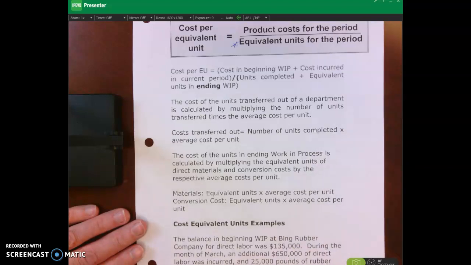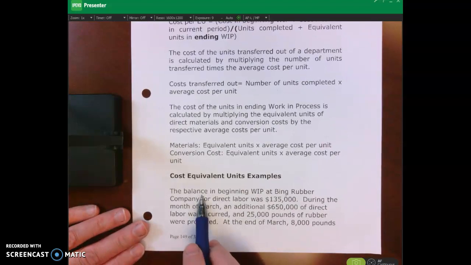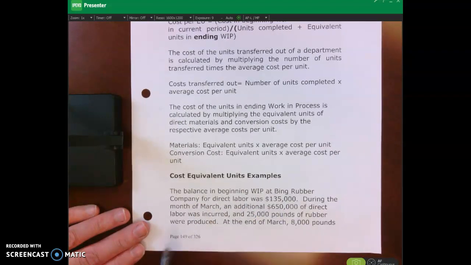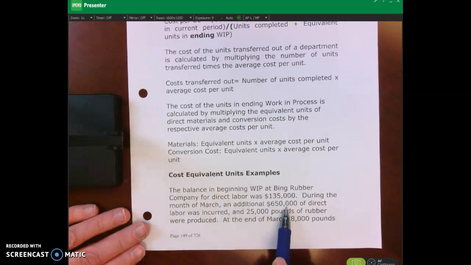Okay, so let's look at an example down here. We can say the balance in beginning WIP for a rubber company. A rubber company would also be using process costing because rubber is rubber. It's similar, identical products. Beginning WIP for direct labor was $135,000. During the month of March, an additional $650,000 of direct labor was incurred.